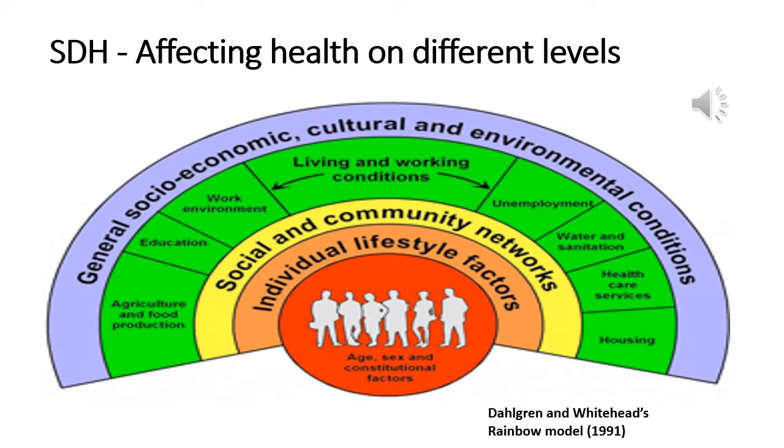This is the rainbow model by Dahlgren and Whitehead, where they describe the social factors that influence health at different levels. It's commonly used by social epidemiologists to describe these factors and to target them. So again, it's very important for you to know it and understand it.